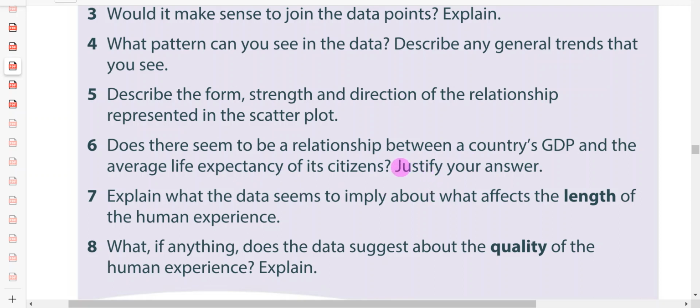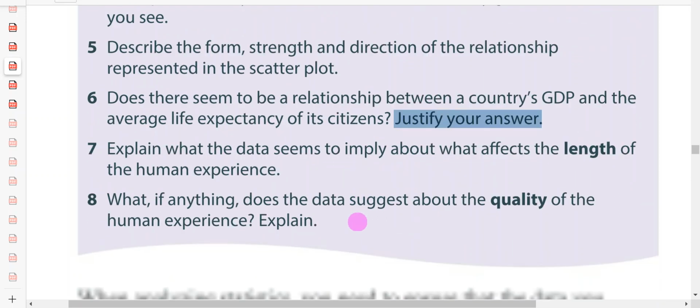Again, where it says justify your answer, in an assessment, if your answer was yes or no, both of those answers could be correct if you give me a good justification. But if you just wrote an answer yes, I might agree with you, but I wouldn't give you any marks or any credit because you haven't justified it.